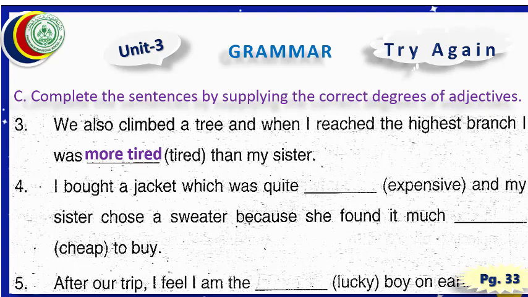Part number 4 is, I bought a jacket which was quite expensive, and my sister chose a sweater because she found it much cheaper to buy. Here we are comparing sister's choice with my choice. Let us move to part number 5. After our trip, I feel I am the luckiest boy on earth. Luckiest will be here. Here I is compared with everyone living on the earth.